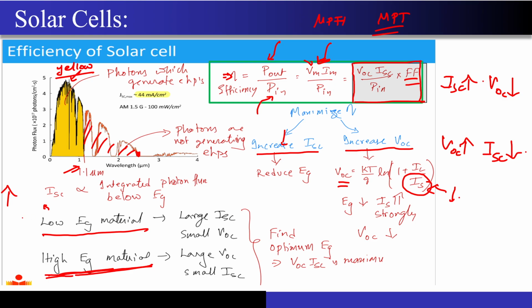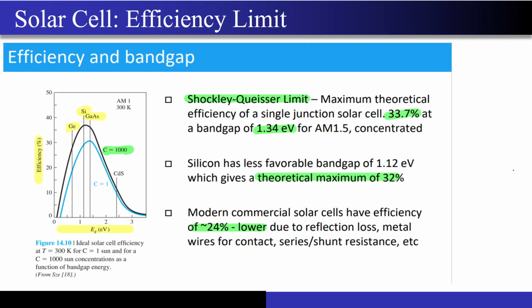So what you can see over here is, I cannot have a material with very low Eg, and I cannot have a material with high Eg. Somewhere there is an optimum value of band gap which will give me the maximum product of this VOC and ISC. If you are trying to find it out, it is called the Shockley-Queisser limit. So this tells us the optimum band gap which will give me the maximum efficiency for the solar cell.